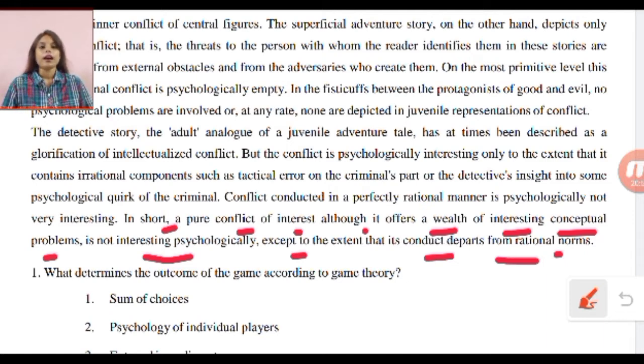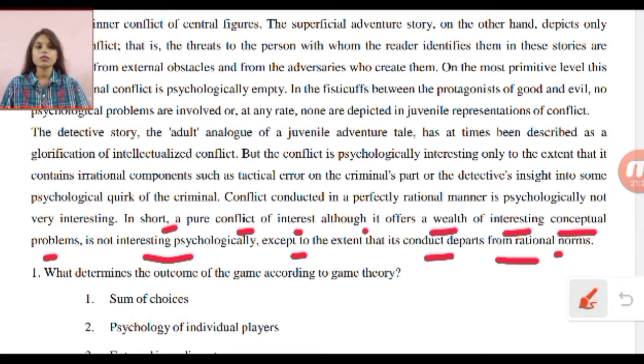Like if any crime is done with an irrational motive, with a motive which cannot be explained in a logical sense or in a reasonable sense, then definitely that is psychologically interesting. So you all might have followed this passage. That was the entire discussion about this passage. You got to know what the main topic is.